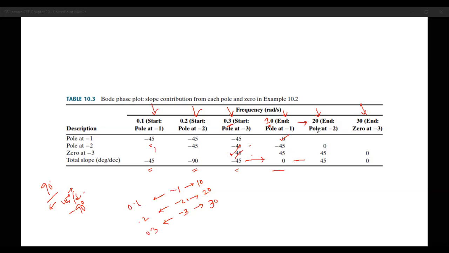Okay, so after 20, the effect of this one is vanished. So you only have 45 degrees. So it will actually increase. How long? Until the effect of this one, which is finished at 30. So after that, it will again be a straight line. So let us see the diagram.